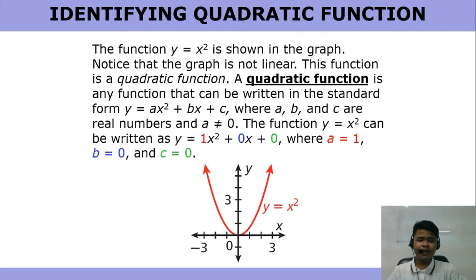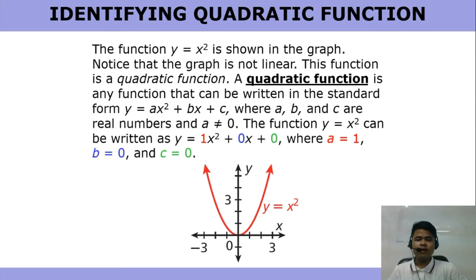A quadratic function is any function that can be written in standard form y is equal to ax squared plus bx plus c, where a, b, and c are real numbers, and a cannot be equal to 0. The function y is equal to x squared can be written as y is equal to 1x squared plus 0x plus 0, where a is equal to 1, b is equal to 0, and c is equal to 0.